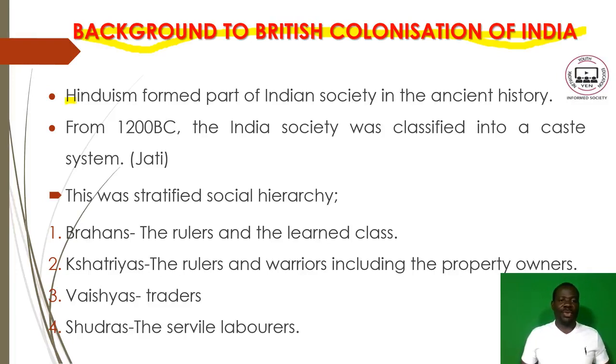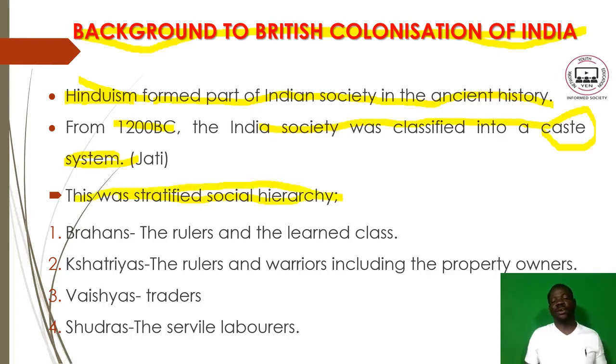In the first place, we talk of Hinduism. Hinduism formed part of Indian society in ancient history. When we talk of India, it's not separated from Hinduism or the Hindus. From 1200 BC, Indian society was classified into what was called the caste system, or the class system. This was a stratified social hierarchy: on top were these, next were these, next were such.